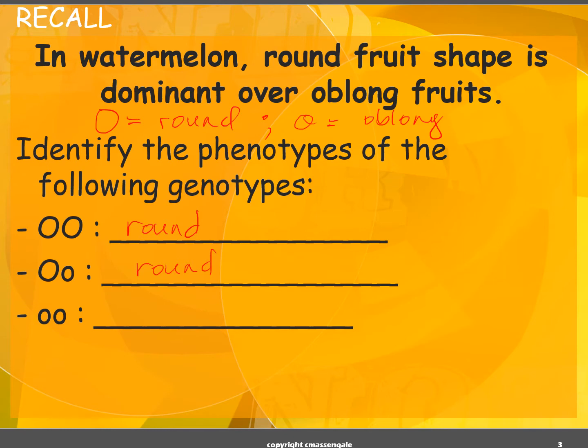Now, last one. So we have here small o, small o. The phenotype for this one is oblong. Okay, so much for that.